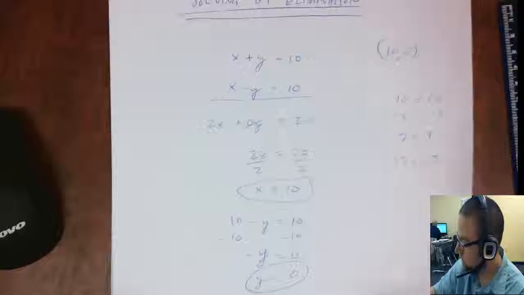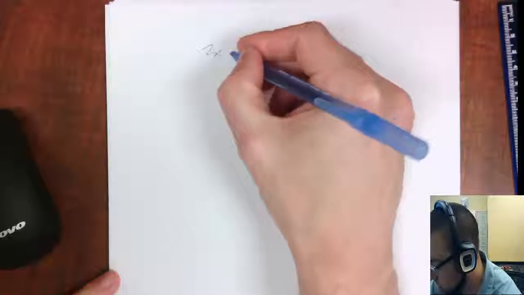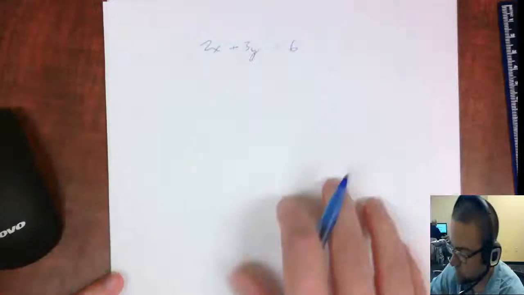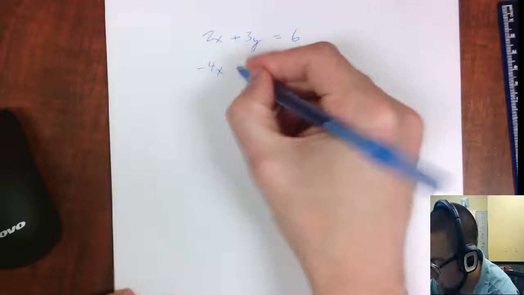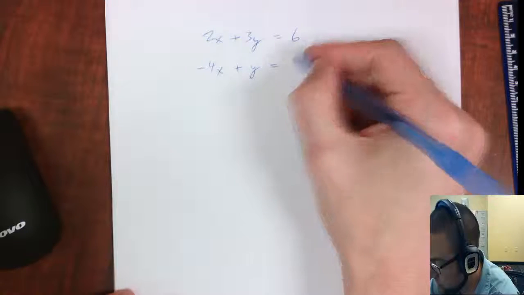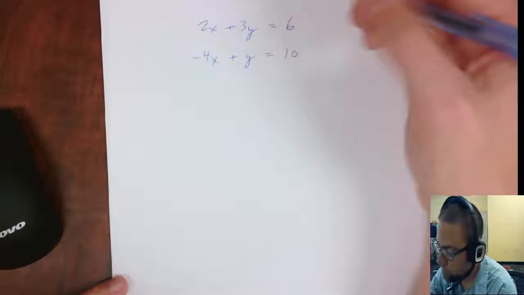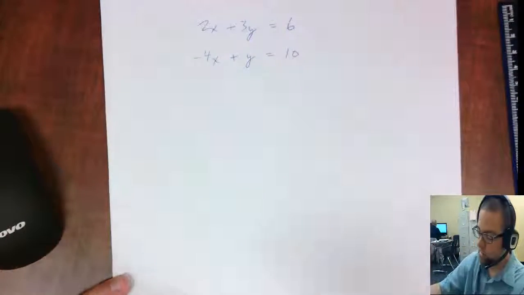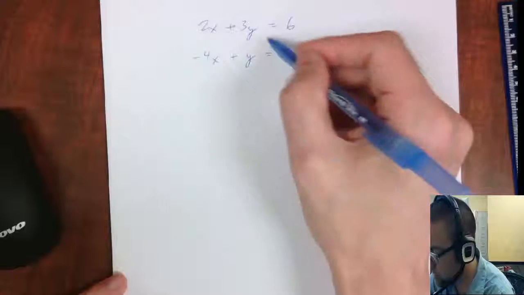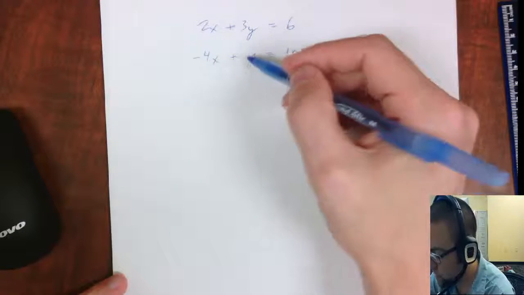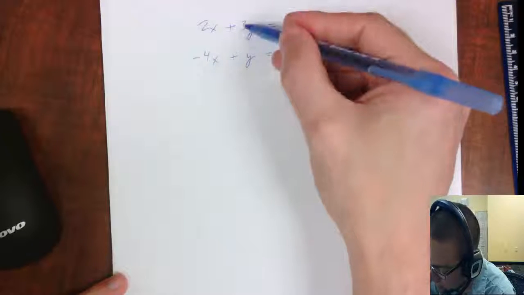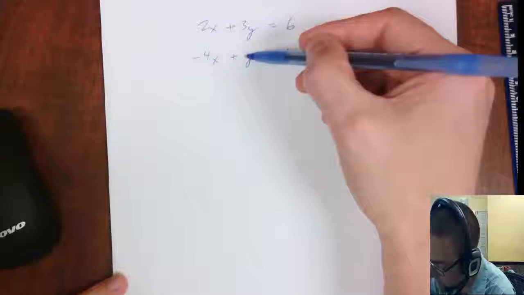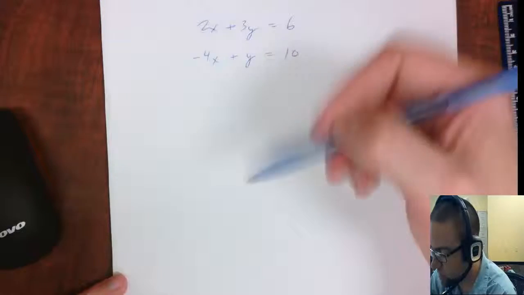Let's do a little bit more complicated one as well. So how about I have 2x plus 3y is equal to 6. I like this one for some reason. And let's just say negative 4x plus y is equal to 10. Alright, so this one, when I add them together, nothing's going to drop out. So I have to do something to make the equation eliminate something when I add it together. So what I want to do is have an opposite there. If I had 3y and negative 3y, then it would drop out, right?